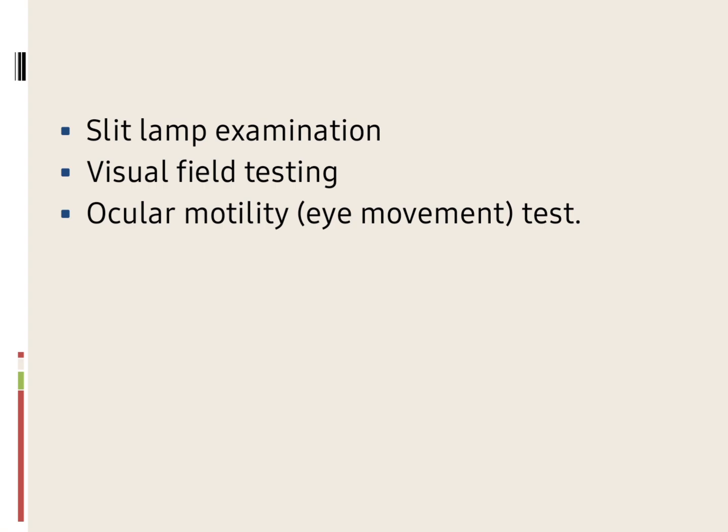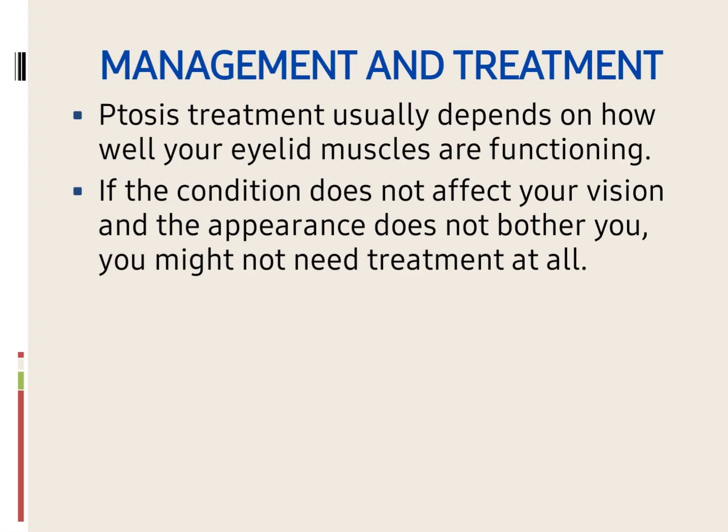Some of the tests that can also be done are slit lamp examination, visual field testing to check whether there is anything, like a tumor, sitting in the visual pathway that is affecting the muscles that are responsible for lifting the upper eyelid, or ocular motility testing to see if all the muscles are working properly. So management of ptosis usually depends on how well the eyelid muscle is functioning.